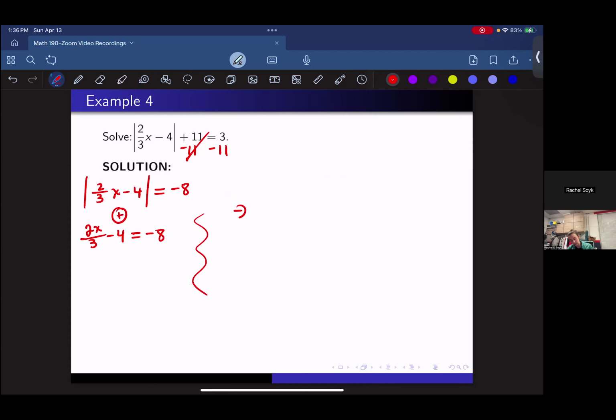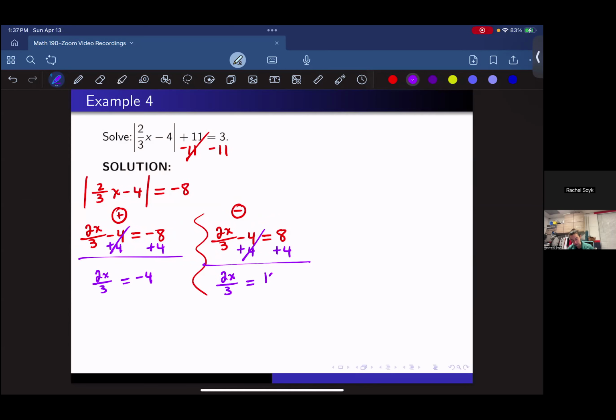Negative case, we drop the absolute value and then multiply that right-hand side by a negative 1. So now we're looking at a positive 8. And now let's solve. Let's add 4 to both sides in both the positive and negative cases. So we're looking at 2x over 3 is equal to negative 4. And we're looking at 2x over 3 is equal to 12.